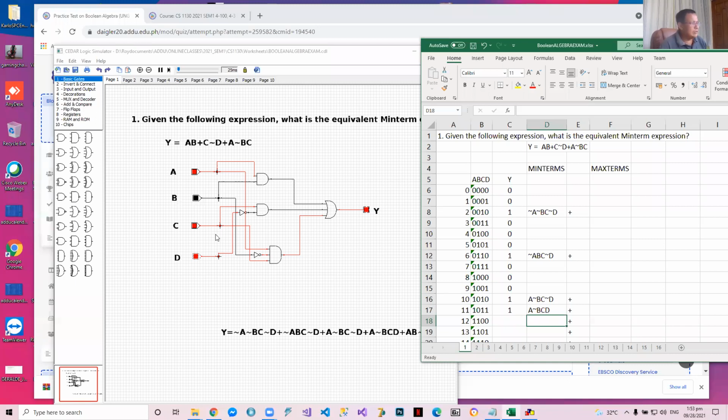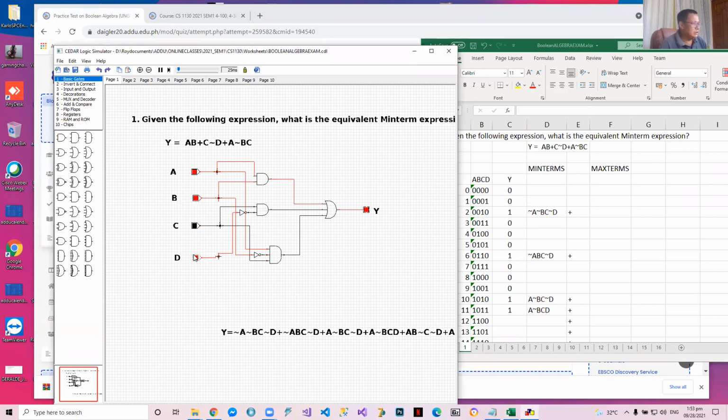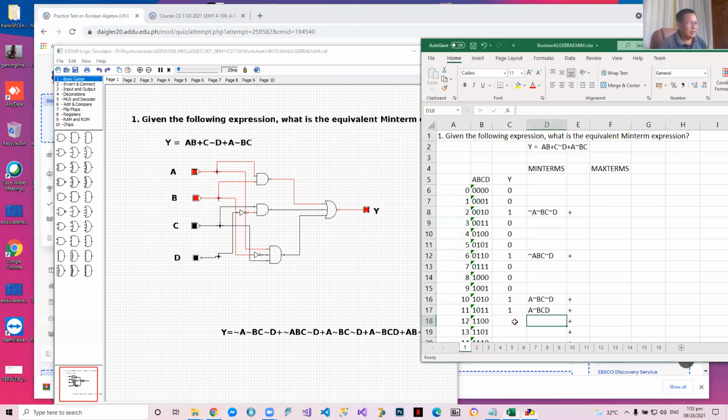Then the next value is 1, 1, 0, 0. It's here. It's red, so this is another min term. So we have A, B, not C, not D.